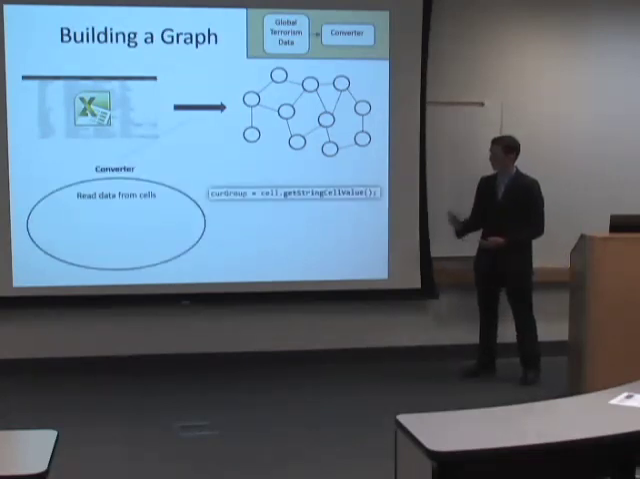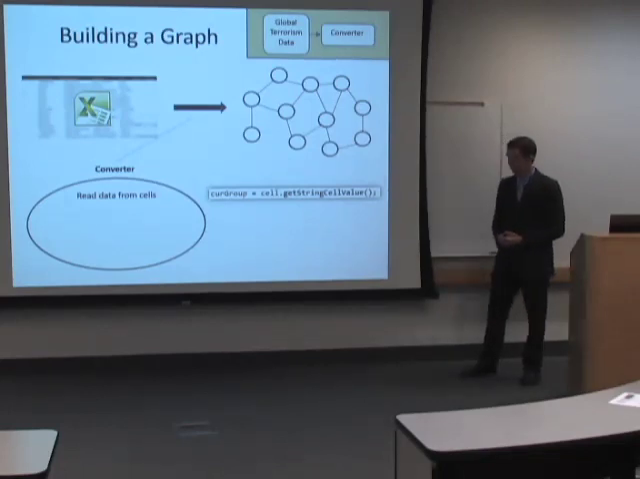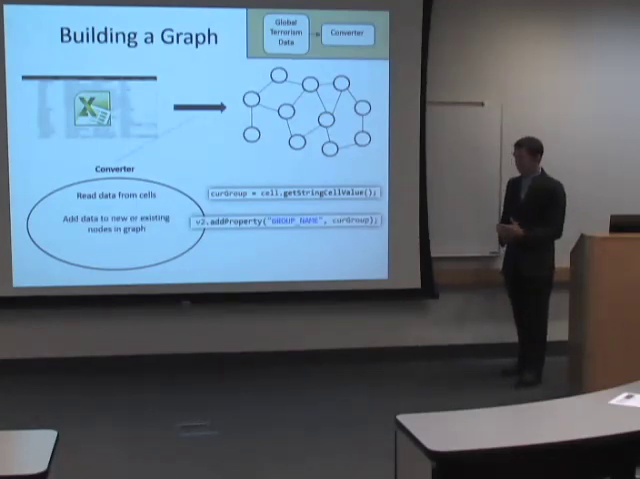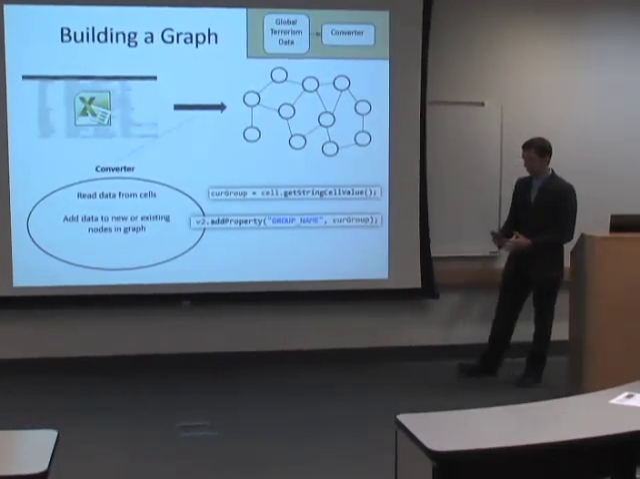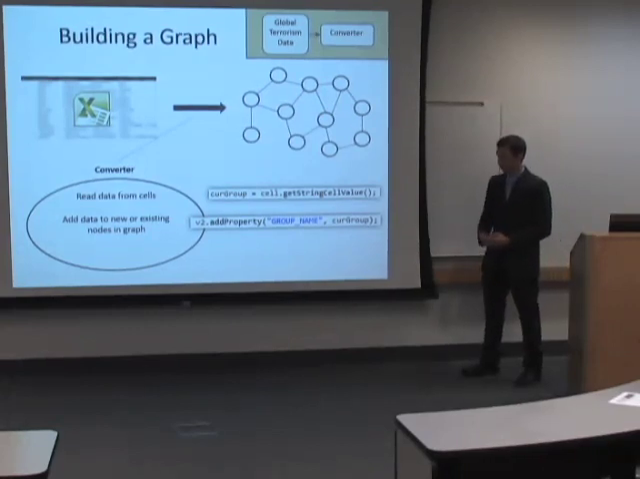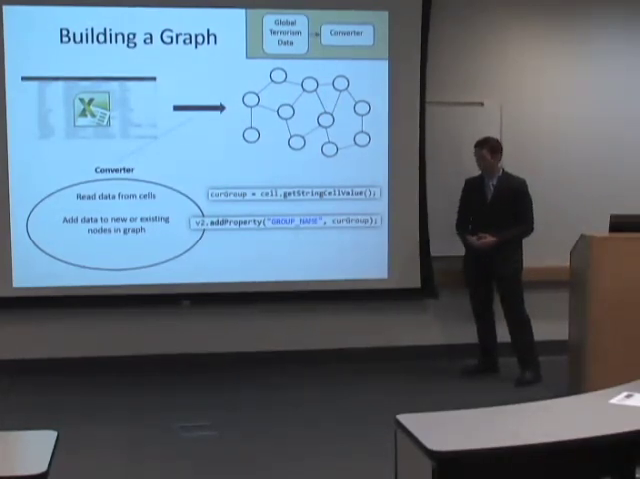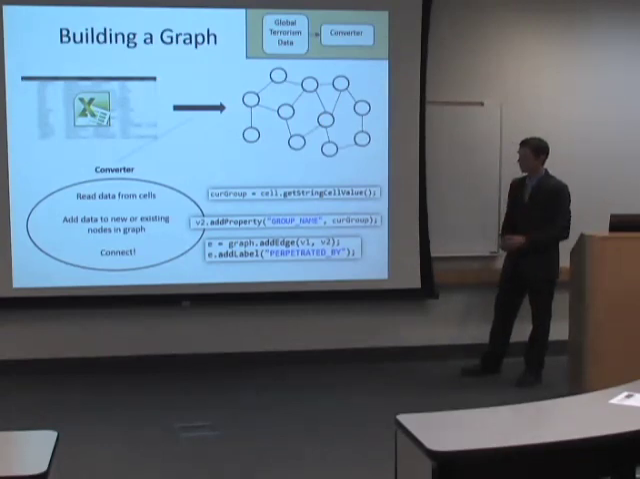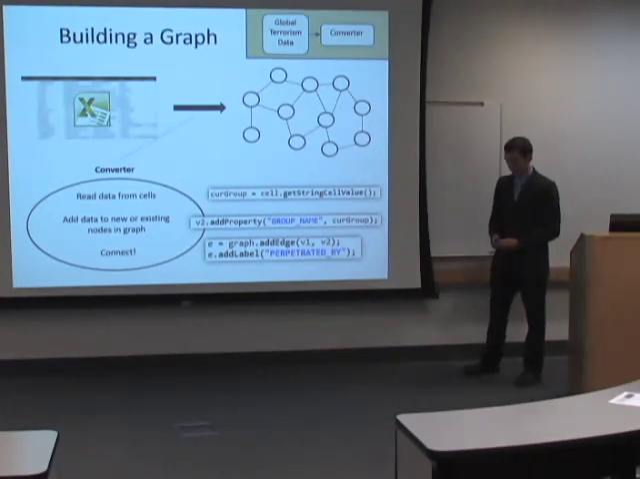So what the converter that we designed does is go row by row and cell by cell in the spreadsheet, reading the data, adding this data to either a new part of the graph, if it deserves its own new part, or some existing node in the graph. And then last, we have to connect the data by appropriate edges, depending on what we're reading in. And this is automated. It automatically goes through the entire set of data and builds a graph.